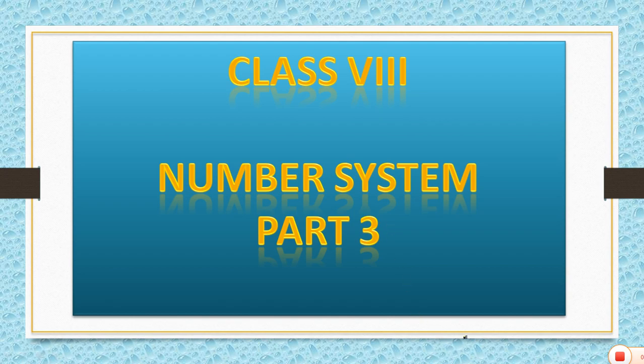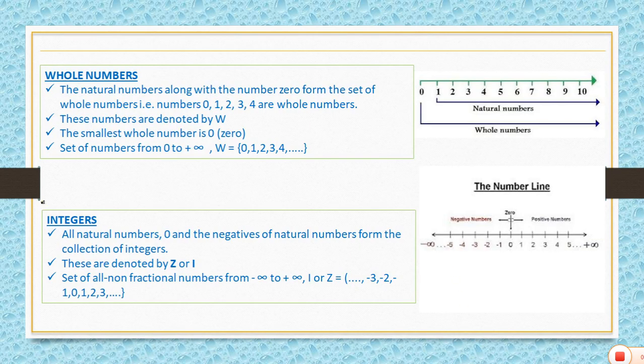So let's study whole numbers. What are whole numbers? Whole numbers are the natural numbers along with the number 0. We have studied before what natural numbers are. So, whole numbers are the natural numbers which contain the number 0 also. It starts from 0 and goes up to infinity. They are denoted by W.